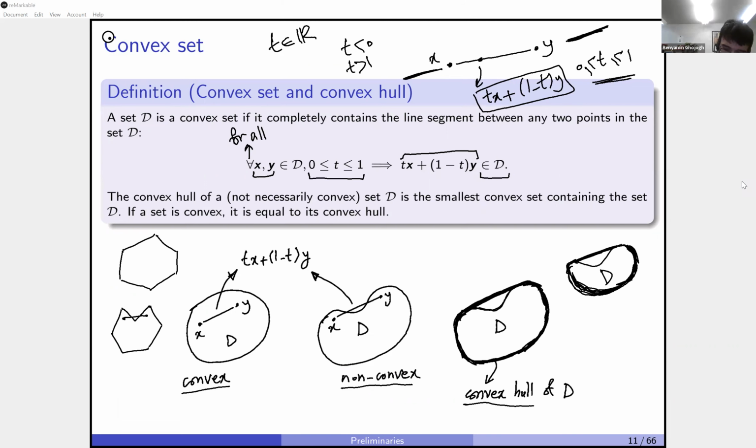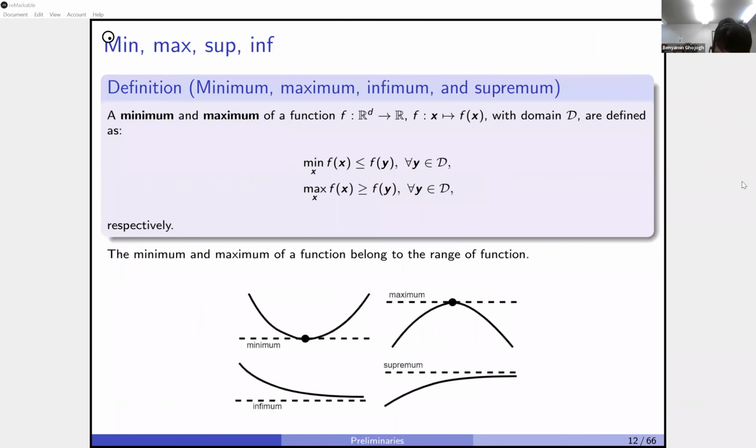Minimum, maximum, infimum, supremum. Look at this figure. I think it shows you everything. This is the minimum, when you actually have the minimum. This is the minimum. This is maximum. I think minimum and maximum are very obvious to you.